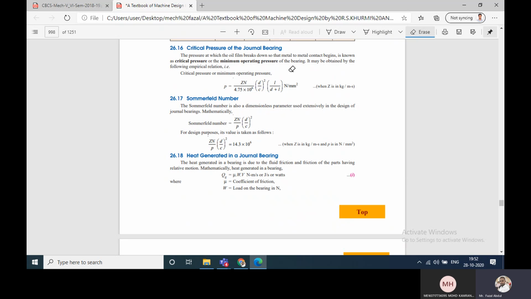Or minimum operating pressure. So the pressure equation is ZN by 4.75 into 10 to the power of 6 into (d by c) whole square plus L by d plus L. Its unit is Newton per mm square.